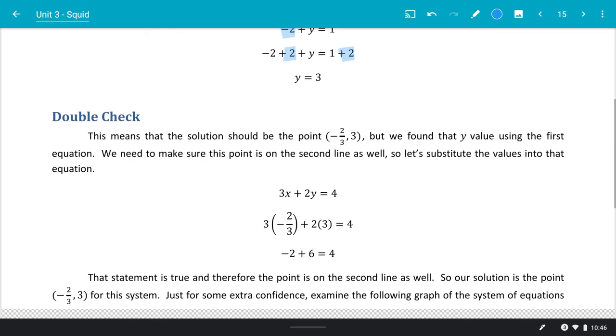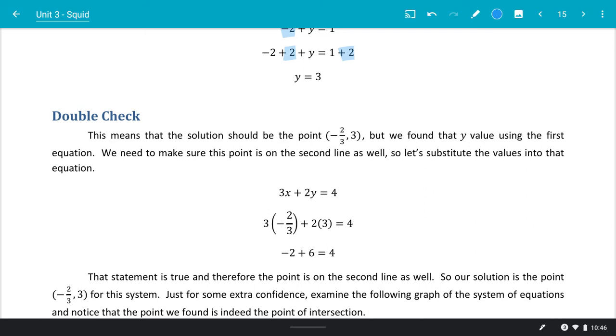Just to double check, this means the point of solution would be negative 2/3, 3. But we found the y value using the first equation, so we need to make sure that this point is on the second line as well. So we substitute in the two values and see if it works. And yes, it checks out.